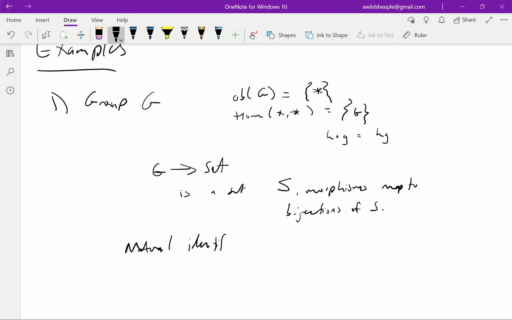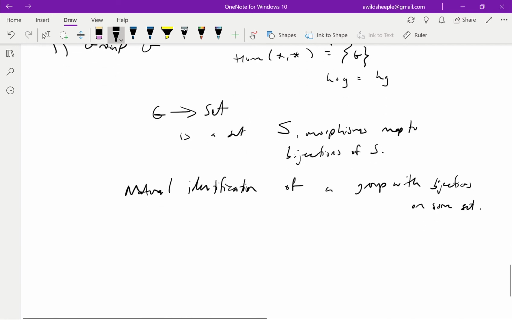So I want to write that down because it's important. Natural identification of a group with bijections on some set. Now, I don't know if you guys are getting any familiar vibes, but we know a theorem like this, right? We know that every group fits inside some permutation group on some set. Now, I've abused the letter S here because the symmetric group's notation is already S. But if I went back and changed these S's up here to X's, then you would see it. And this is Cayley's theorem.